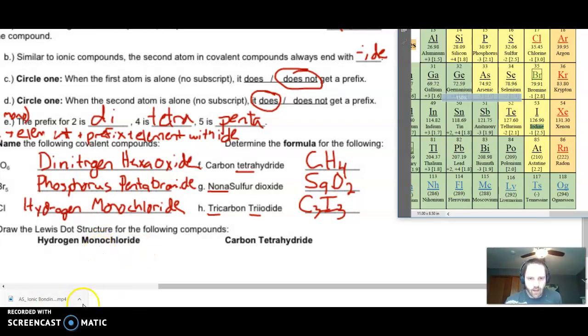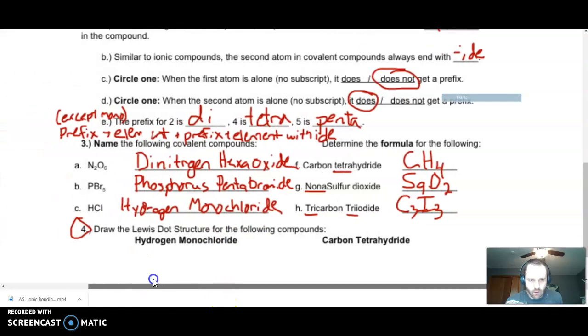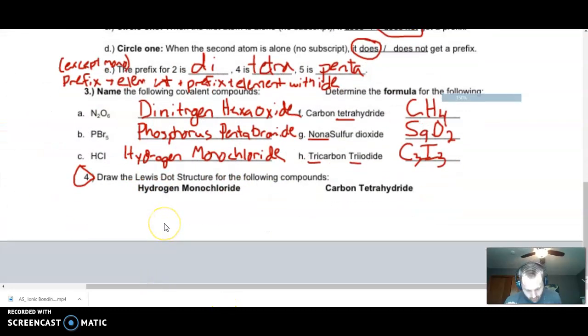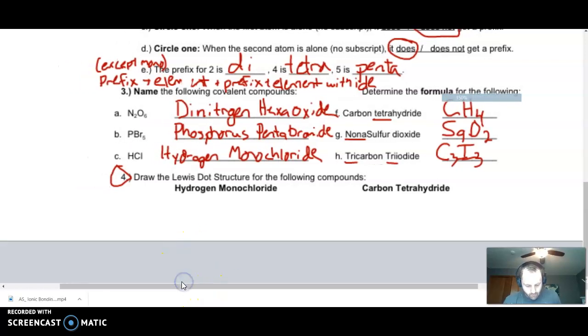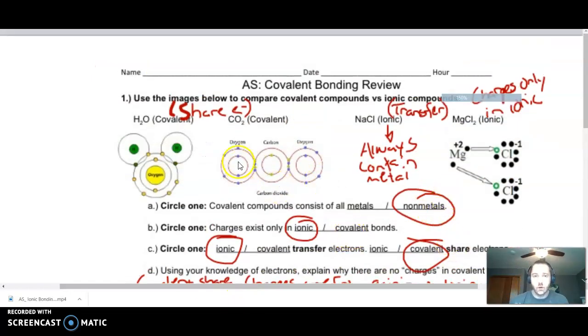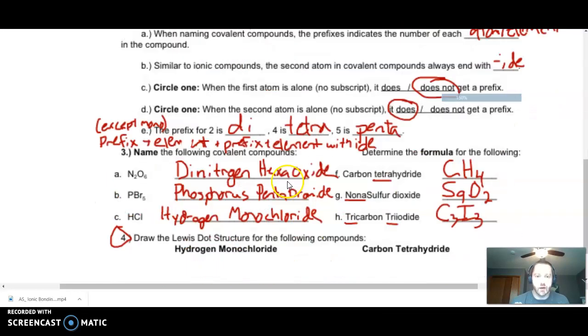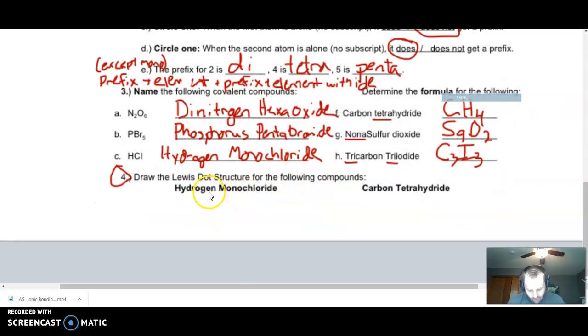And now for this last one here, we have hydrogen monochloride, so we actually need to be drawing our Lewis dot structures. And again, covalent Lewis dot structures, just important to remember. Covalent share the electrons, so we're not going to draw arrows, we're not going to draw them transferring, they are being shared.